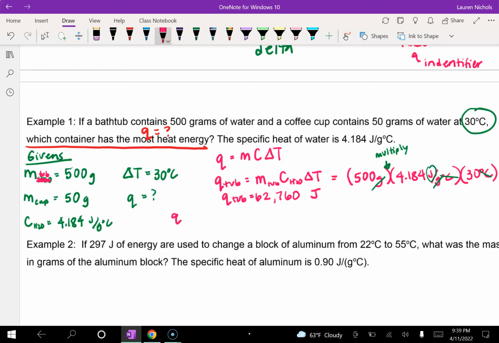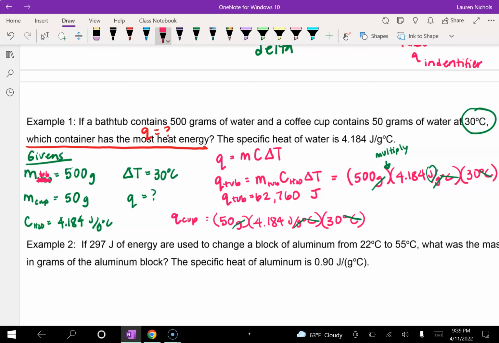And so we can now compare this to the cup. So Q of the cup is the same thing, but instead of the mass of our tub, we have the mass of our cup, which is 50 grams, times 4.184 joules per gram degrees Celsius, times 30 degrees Celsius. So most of this was the same. So grams cancel out with grams, Celsius with Celsius.